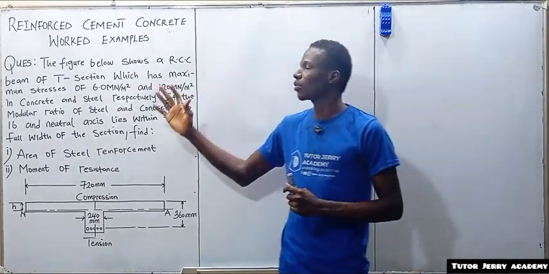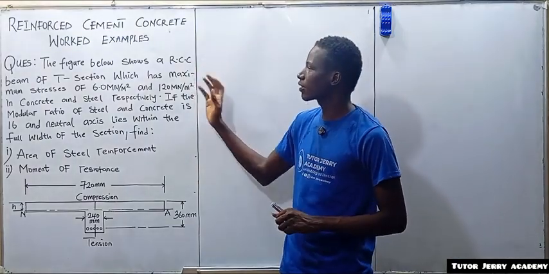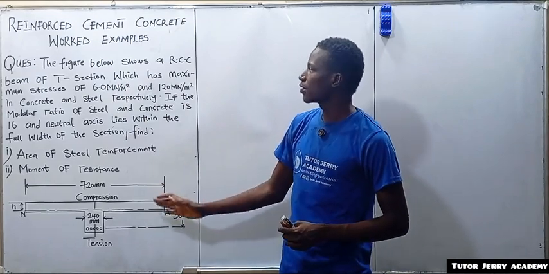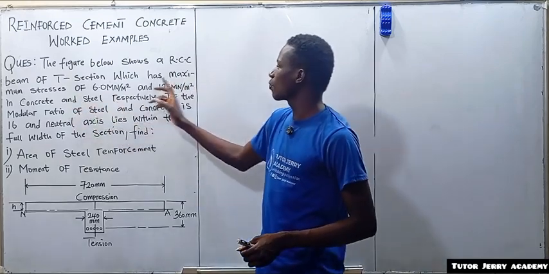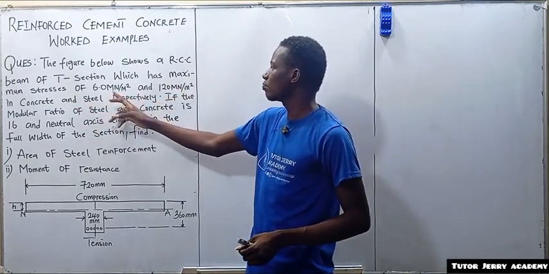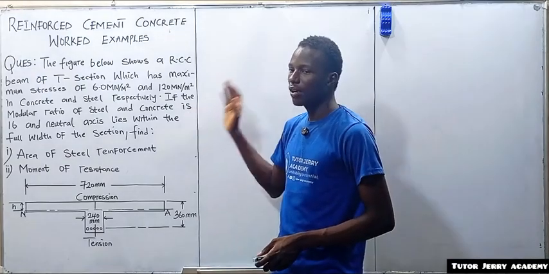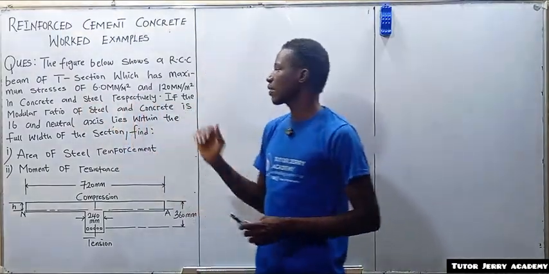All right. So the question on the board says the figure below shows a reinforced cement concrete beam of T section. You can see the figure on the board of T section. It has maximum stresses of 6.0 mega newton per meter square and 120 mega newton per meter square in concrete and steel respectively.